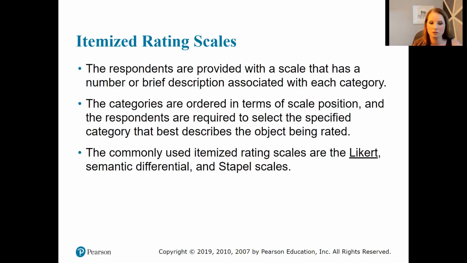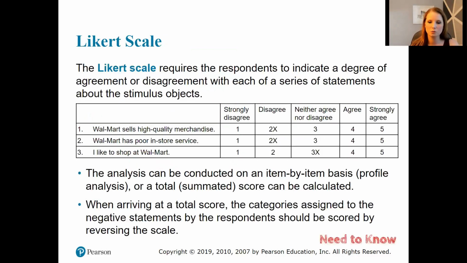So for itemized rating scales, the respondent is provided with a scale that has a number or brief description associated with each category that they could select. Okay. The most commonly used itemized rating scales are called the Likert, the semantic differential, and the staple scales. So the Likert is the one that most people have seen. You see this on course evaluations. You see this on surveys.